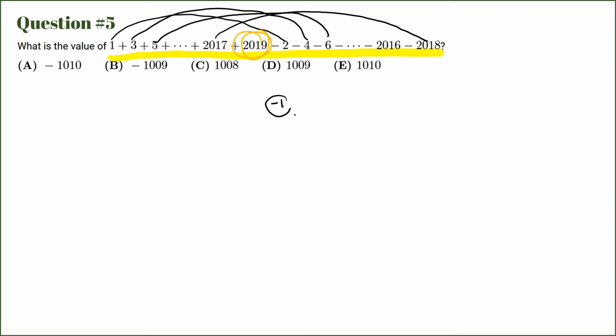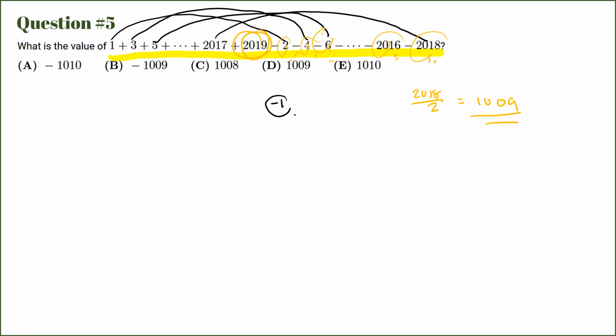So let's count up how many pairs there are. Well, there would be one pair for this number, one pair for this number, one pair for this number, one pair for this number, and one pair for this number. So let's divide 2018 by 2, because 2018 divided by 2 is the number of pairs, if that makes sense. So that would be 1009. So there are 1,009 pairs.